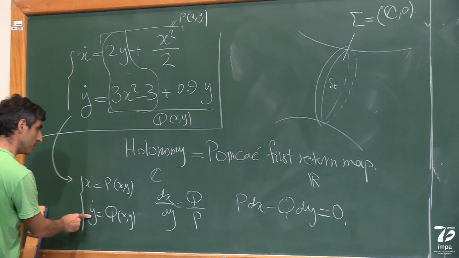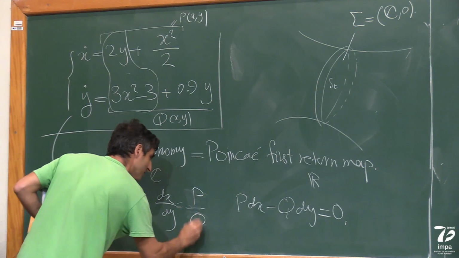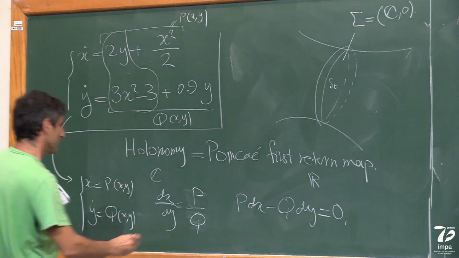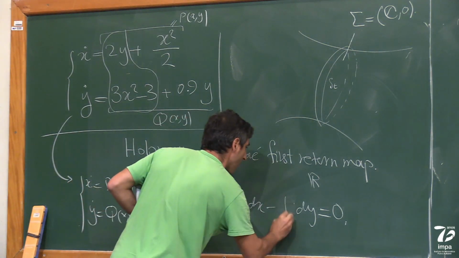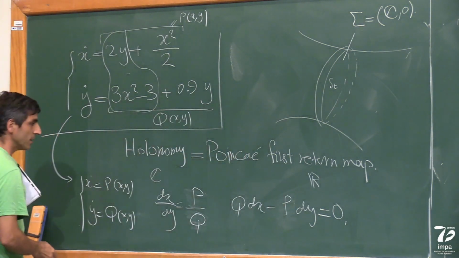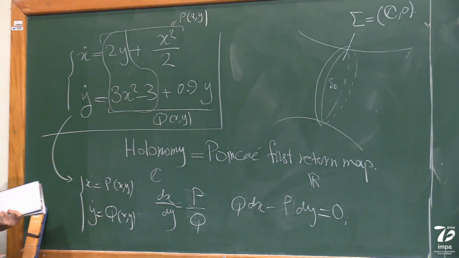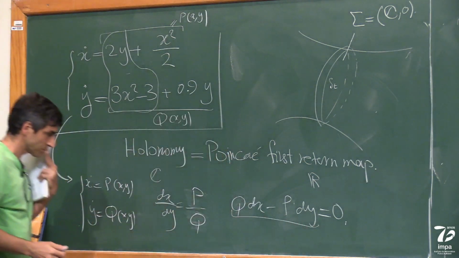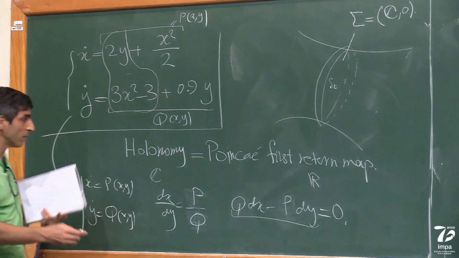Dx over Q. Oh, sorry, okay, exactly. P over Q, and then Q dP. But actually, I will use the notation P dx minus Q dy. Okay, anyway, this is the common notion of foliations given by a one-form.